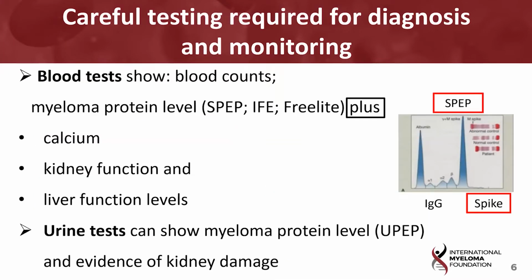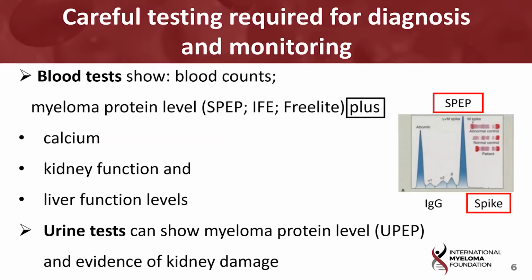Now, along with that, we have blood tests, which are extremely important in the case of myeloma. And so there is something that is called the myeloma protein level. And this is measured on something which is called SPEP, S-P-E-P. So this is a blood test where protein electrophoresis is run. So serum protein electrophoresis, SPEP.